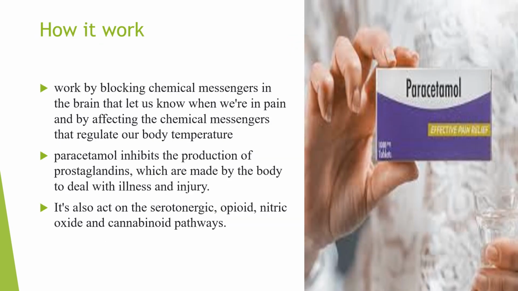How does paracetamol work? Paracetamol works by blocking chemical messengers in the brain that let us know when we are in pain, and by affecting the chemical messengers that regulate our body temperature. Paracetamol inhibits the production of prostaglandins, which are made by the body to deal with illness and injury. It also acts on the serotonergic, opioid, nitric oxide, and even cannabinoid pathways.